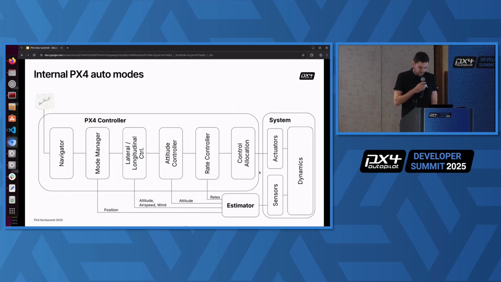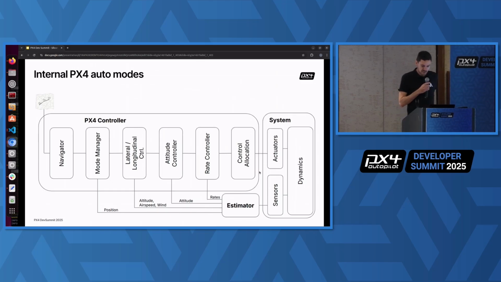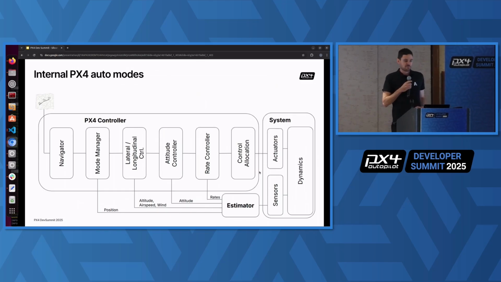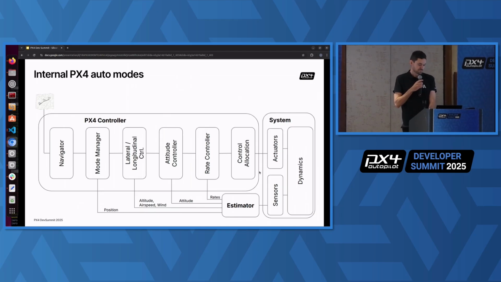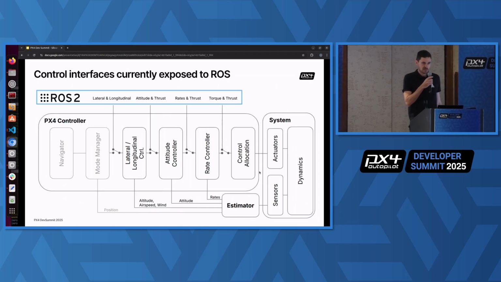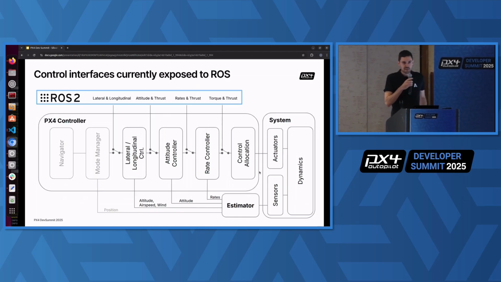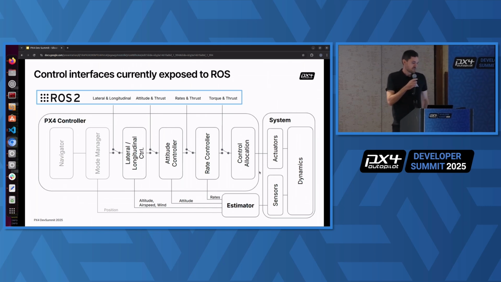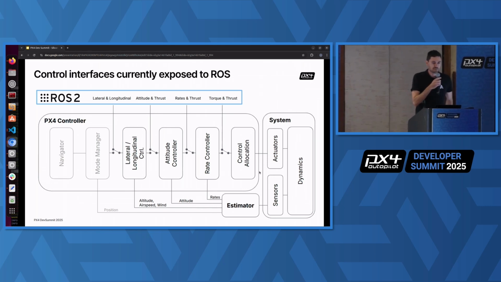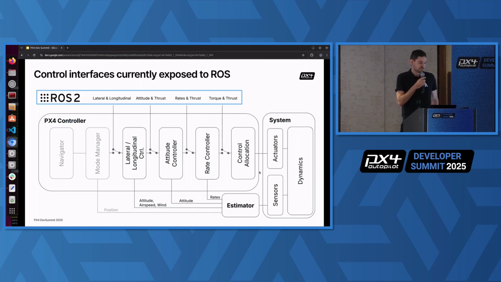So how do we use all the information that I now gave you for external flight modes, external commands? Actually, it's very simple. All the same interfaces that are settable or controllable by an operator manually can also be exposed to the ROS side. So all these torque set points, rate, attitude, and the new lateral longitudinal control set points are exposed to ROS.